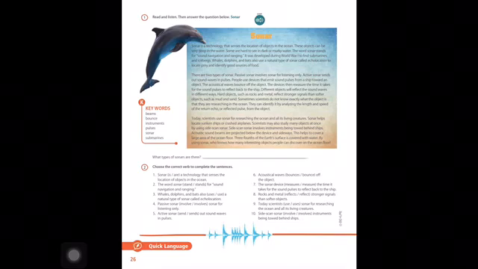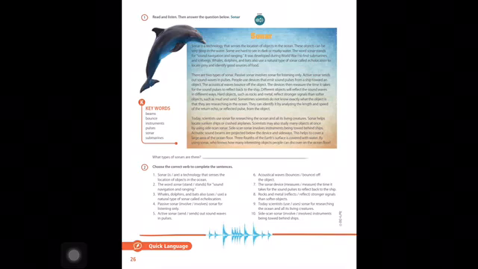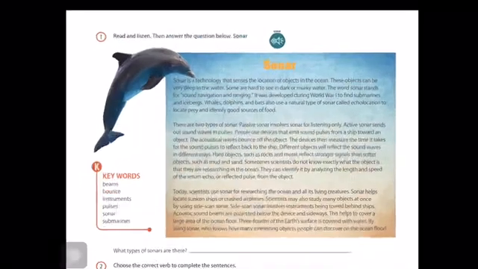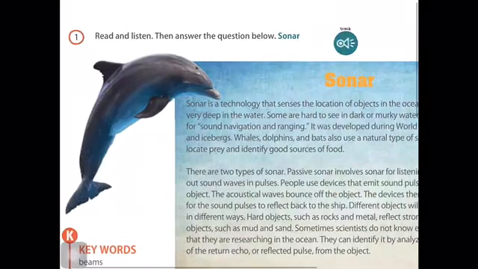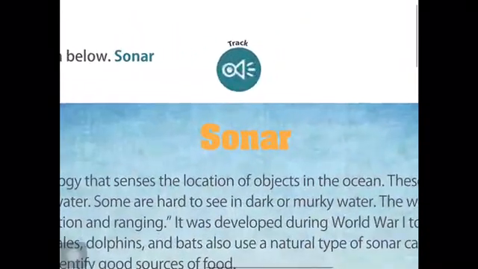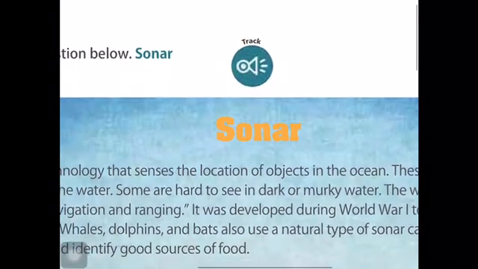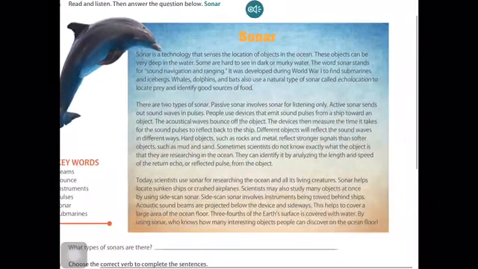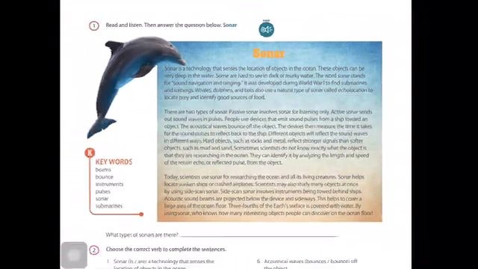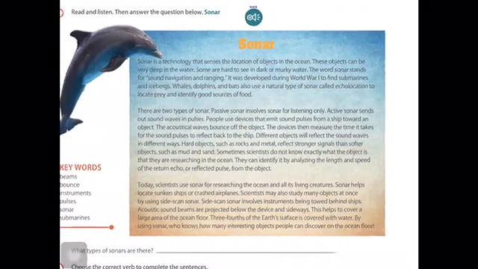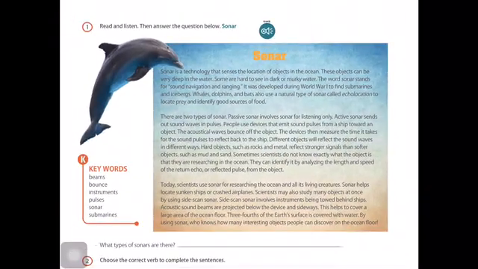6, we have a text. This is a reading comprehension activity, and the title is Sonar. Read and listen, then answer the question below. Sonar. I will give you the audio track so you can listen to it and read it at the same time. I am not going to read it right now. You can pause the video, or maybe you can watch it in your book and you can listen and read it at the same time.